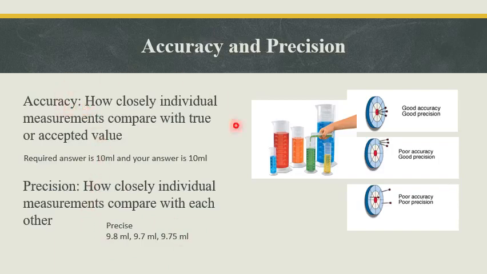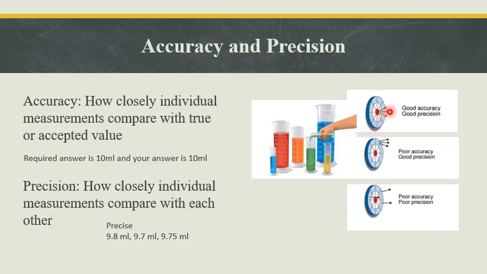And so what's the definition for accuracy? Accuracy is defined as how closely individual measurements compare with the true or the accepted value. So what is precision? Precision is how closely individual measurements compare with each other.